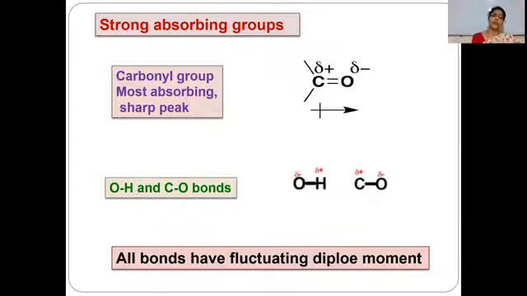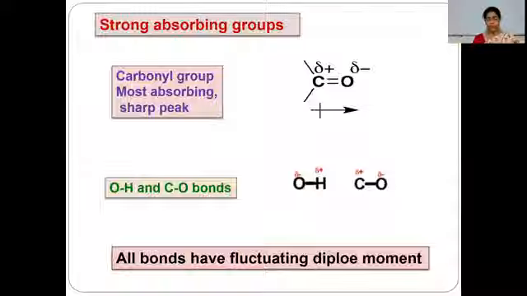Which group shows a strong absorption in the IR region? Only those vibrations will be IR active which involve a change in fluctuating dipole moment. The value of the dipole moment depends on the polarity of the atoms connected by the bond. The higher the electronegativity difference, the higher the polarity of the bond, and the higher the change in the dipole moment. And that particular group shows maximum absorption in the IR region.